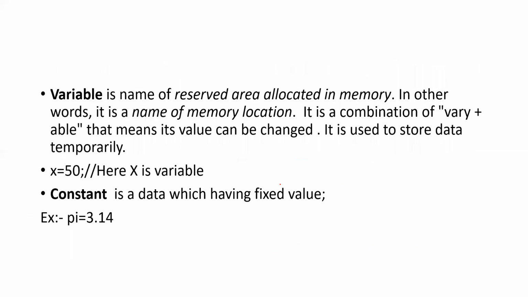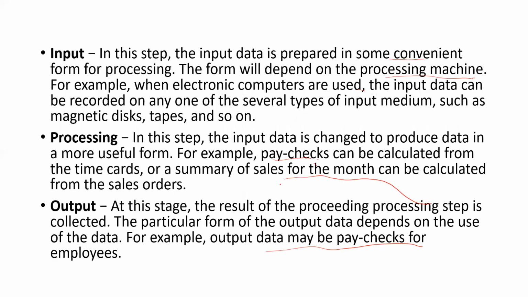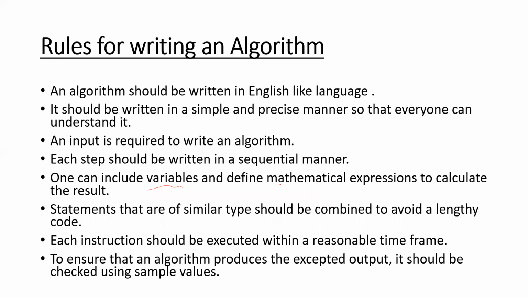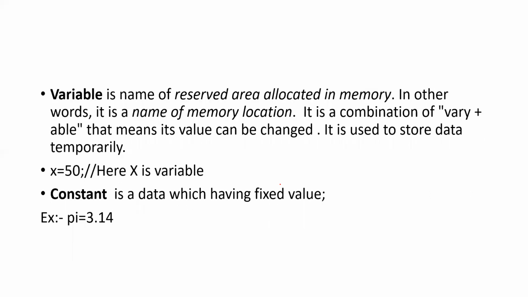Now we come to the variable. We have seen variables in the rules for writing an algorithm, which can include variables. So we must know certain things about variables also. Variables are actually used in the computer, an electronic machine, but for an algorithm also you have to use them. A variable is a reserved area allocated in the memory of the computer. But in an algorithm it does not have any memory. So here a variable is nothing but data which can always be changed. Variable means its value can be changed, and you have to remember that.